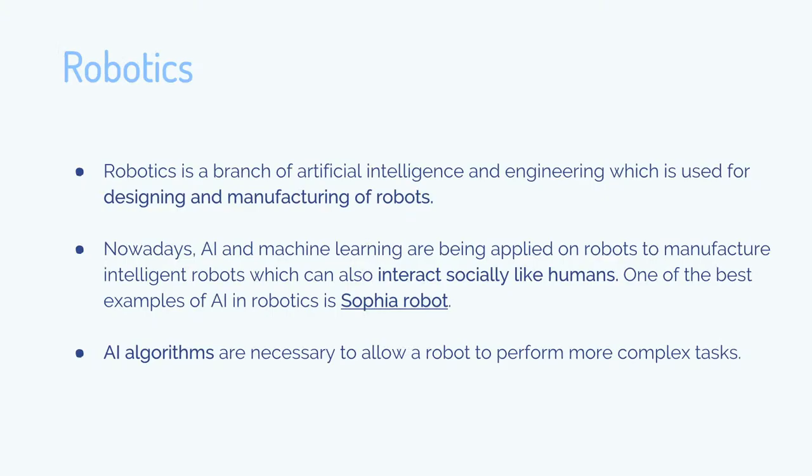Then here you can see a simple explanation of how we can apply AI in robotics. Robotics involves designing and manufacturing of robots. If you design and manufacture robots, they can interact like human beings. For example, the Sophia robot works under algorithms. Based on the training of that algorithm, it gives a reply according to the task you are giving. That is one of the examples, the Sophia robot.